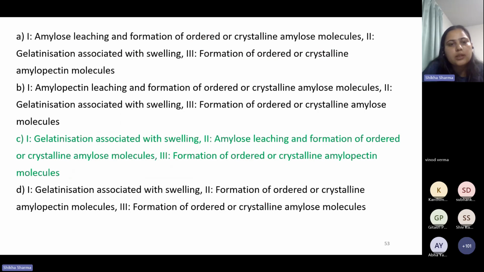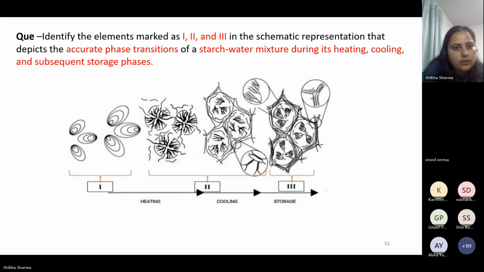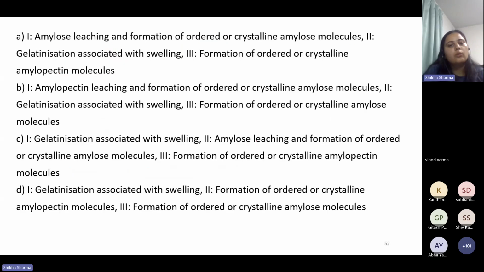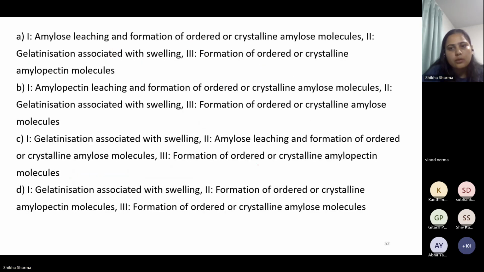So the first stage is when there is gelation, and because of the gelation, the swelling is there. Second is the amylose leaching and formation of ordered or crystalline amylose molecules. In this, amylose starts leaching, right? And here it recrystallizes, or retrogradation, right? Or formation of ordered or crystalline amylopectin molecules.